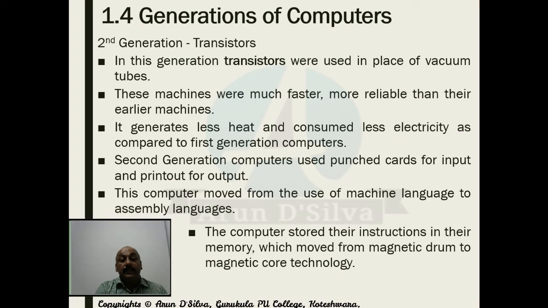And the computers stored their instructions in their memory, which moved from magnetic drum to magnetic core technology. In the first generation, they were using magnetic drums. In the second generation, the magnetic drum was replaced with magnetic core technology, which was able to store more data compared to the first generation.